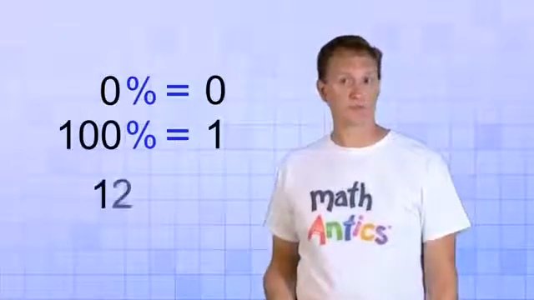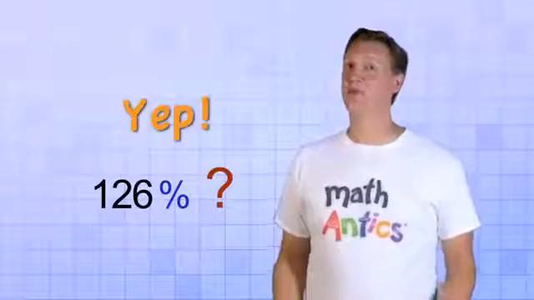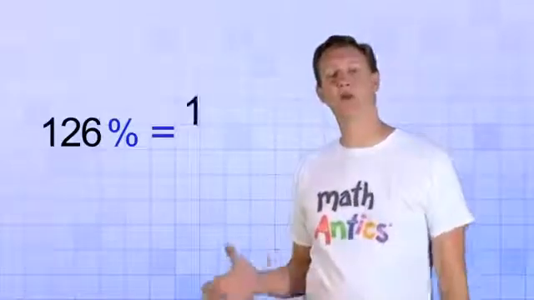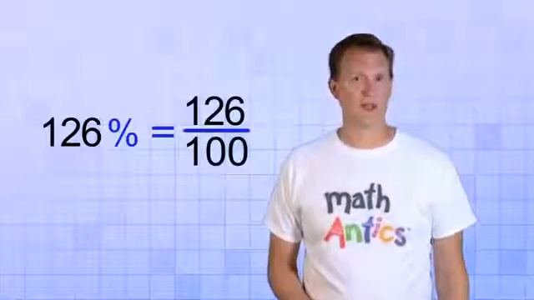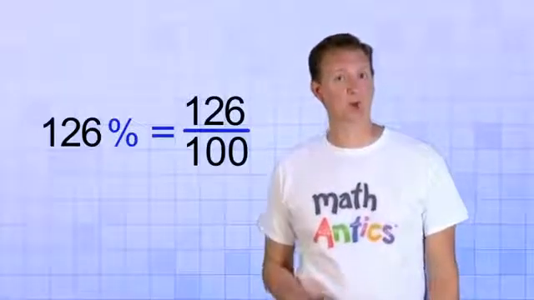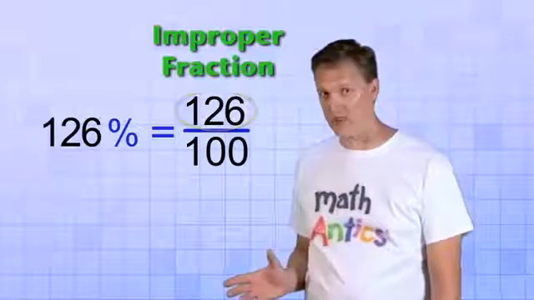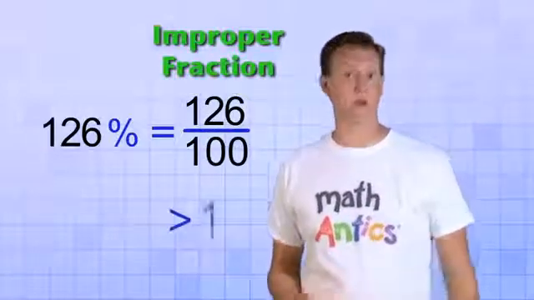Can you have 126%? Yep, it works exactly the same way. 126% just means 126 over 100. And you know from the fractions videos, that's what we call an improper fraction. The top number is bigger than the bottom number, so the fraction's value will be greater than 1.